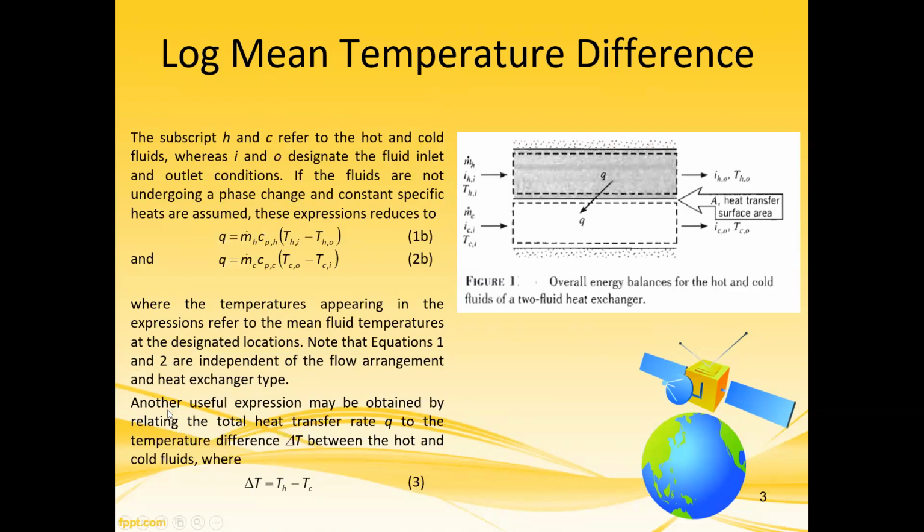Now, the subscripts h and c refer to hot and cold fluid, where i and o designate the fluid inlet and outlet condition. If the fluids are not undergoing a phase change and constant specific heats are assumed, this expression reduces to q is equal to m_h c_p,h times (T_h,i minus T_h,o), and q is equal to m_c c_p,c times (T_c,o minus T_c,i). So, dito tayo mag-concentrate sa without change of phase. Pag may change of phase, ibig sabihin, yung isa steam, isa water. Okay, where the temperatures appearing in the expression refer to the mean fluid temperatures at the designated location.